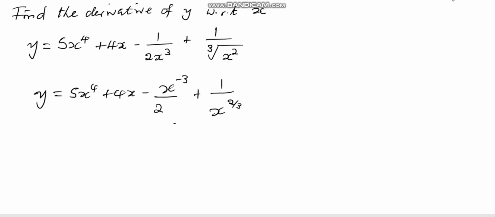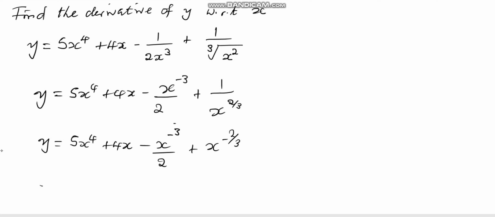Let's go right ahead and take this x up on top this side. So this is the same as y equals 5x to the power 4 plus 4x minus x to the power negative 3 divided by 2 plus x to the power negative 2 over 3. Now we can differentiate this expression because we've written all the terms in a way that makes it easy for us to differentiate.